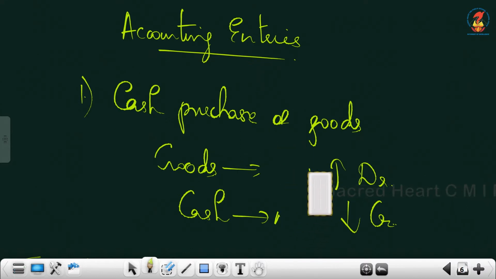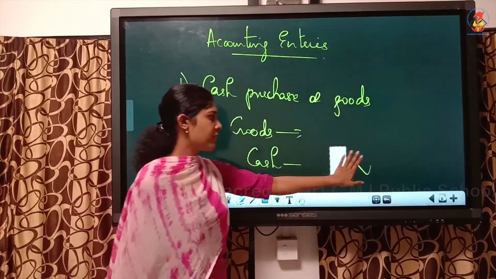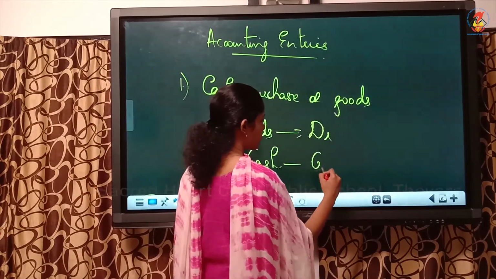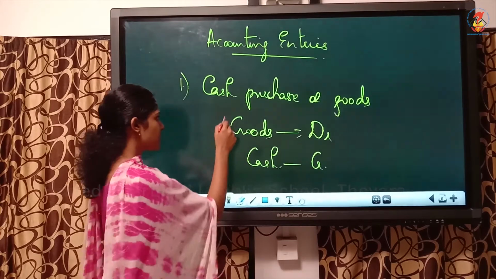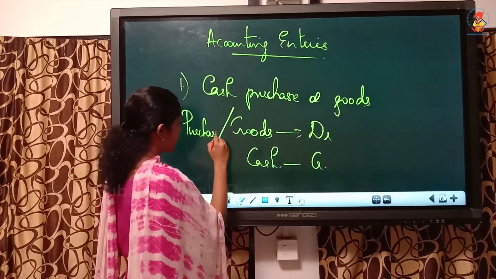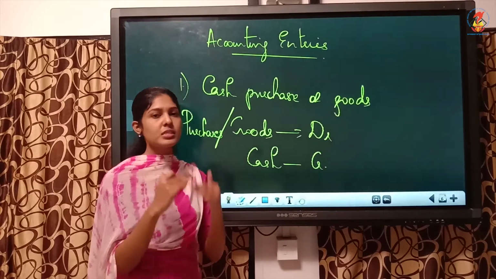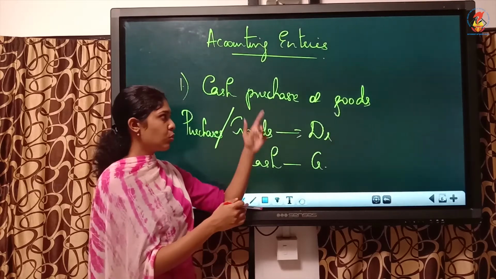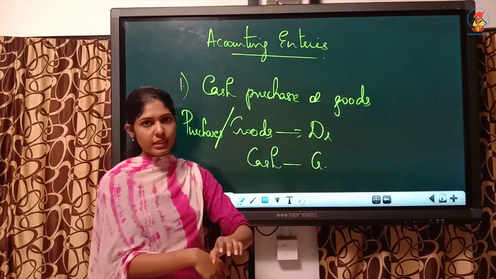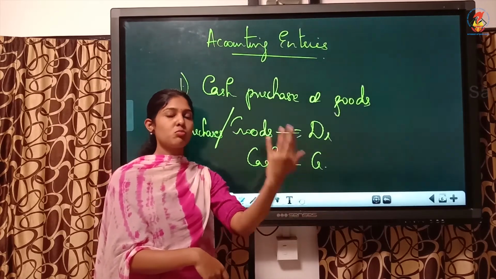But here the double entry system would be easier for you, isn't it? Debit the receiving aspect, credit the giving aspect. So that way you identify goods to be debited and cash to be credited. Instead of writing goods account, we will now write purchases account. So don't write goods account from now onwards, you must write it as purchases account. Clear? When you purchase goods, you write purchases account. If you are selling goods, you write sales account. Don't write it as goods, because sometimes goods would be sold, sometimes it would be purchased.